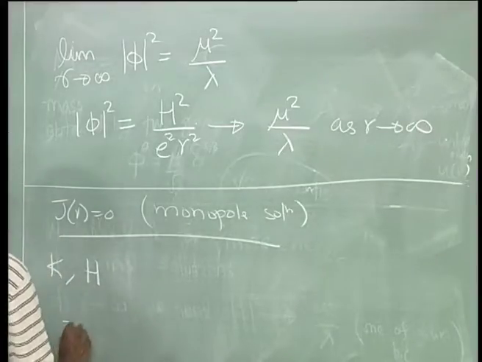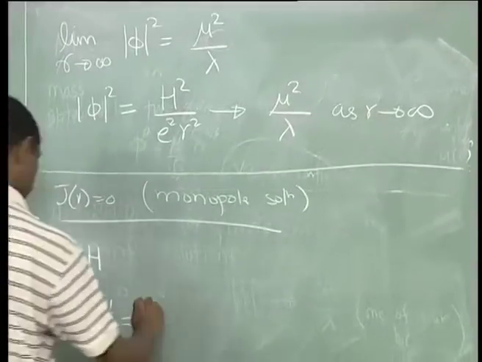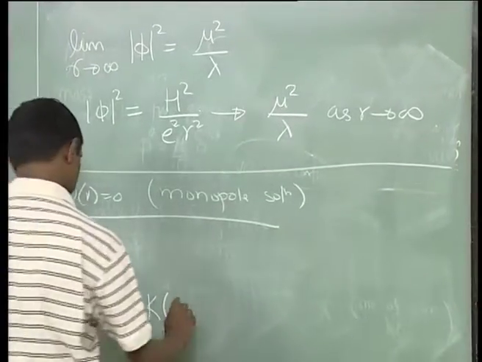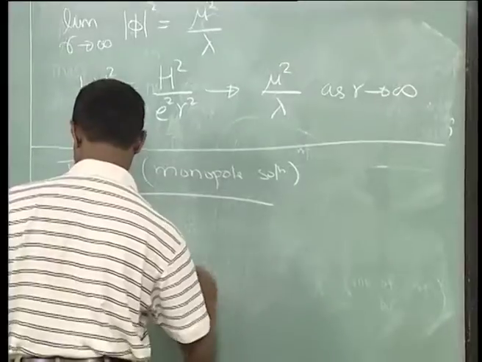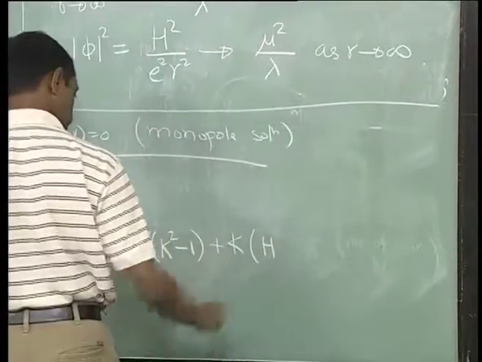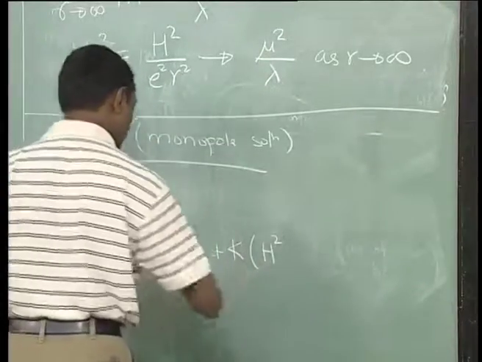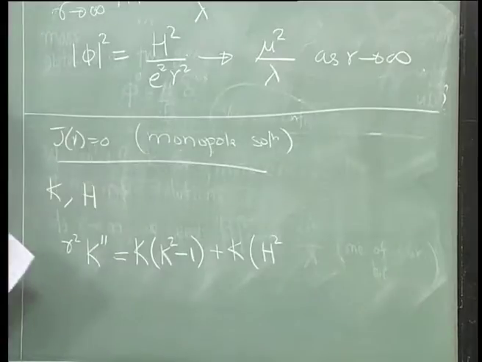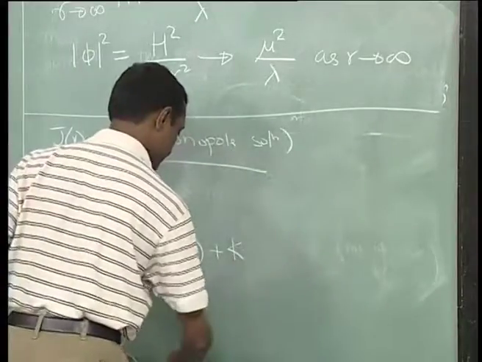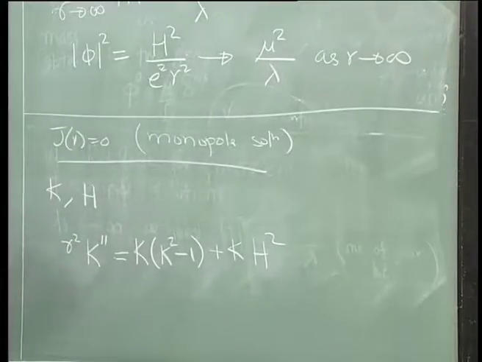So the equations become r square K double prime... Just for a moment, let me write the full, let us leave it. No, I will not write it. Sometimes there is the temptation to say more than is necessary.